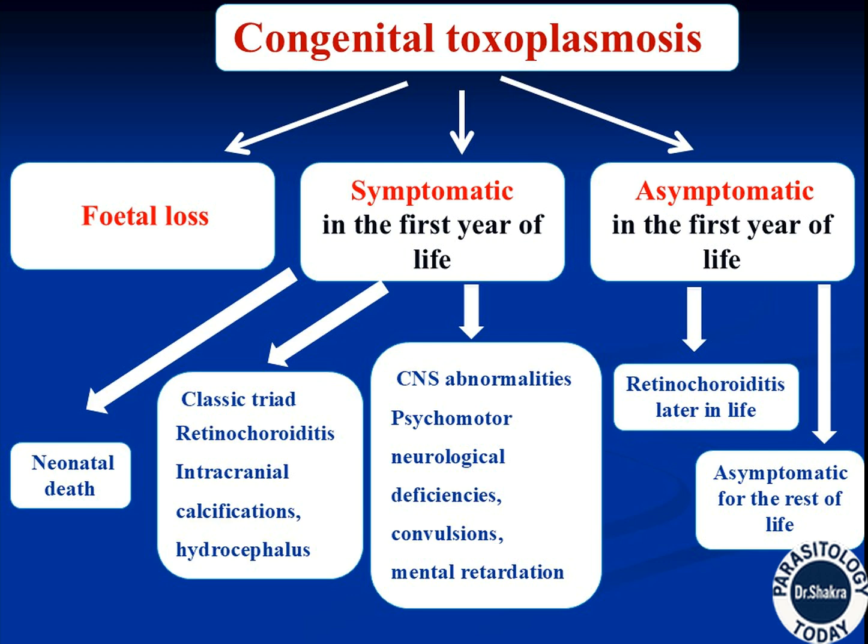A. Fetal loss. In severe early infections, the fetus may not survive. This can result in abortion or stillbirth. B. Symptomatic in the first year of life. Some infants survive but are born symptomatic. Here we see the classical clinical picture of congenital toxoplasmosis, which includes the classic triad.